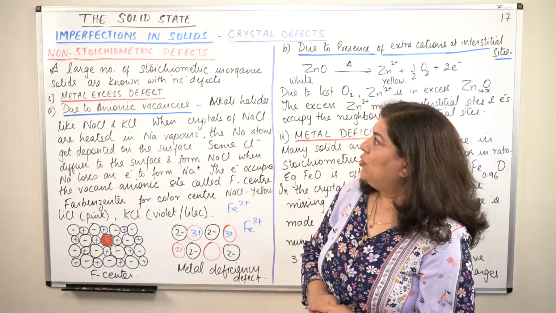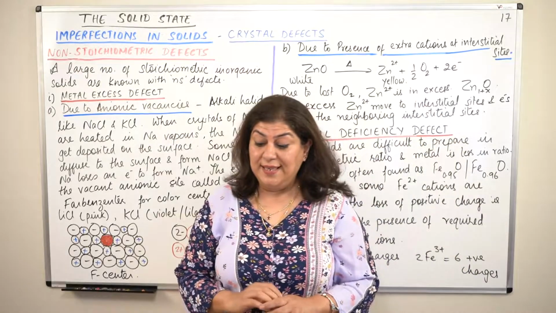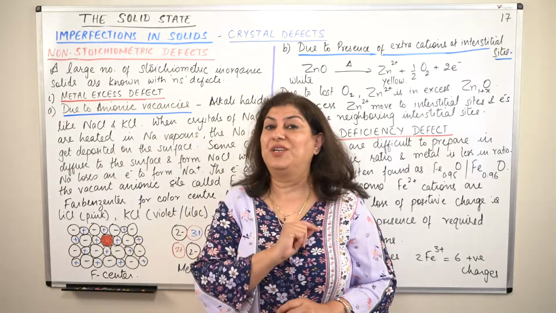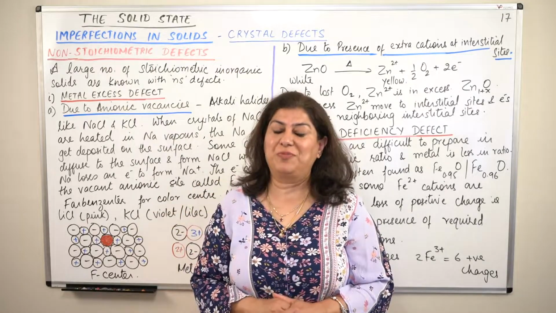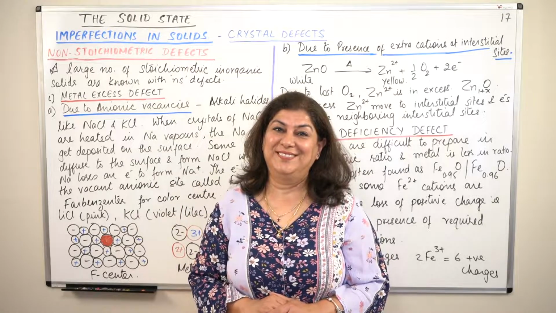So this was about non-stoichiometric defects, and the next is impurity defect. So give me a minute, let me change what I've written on the board to explain impurity defect to you.